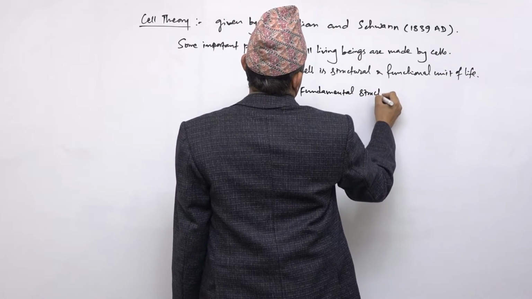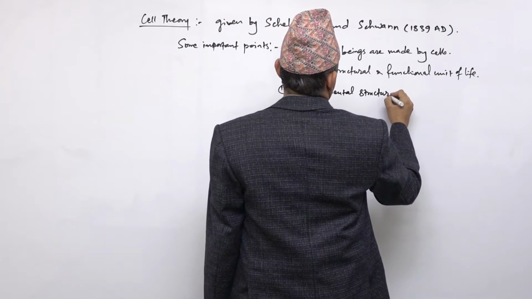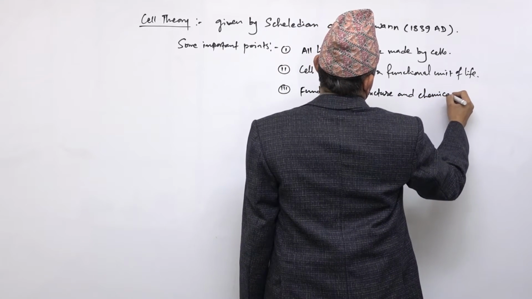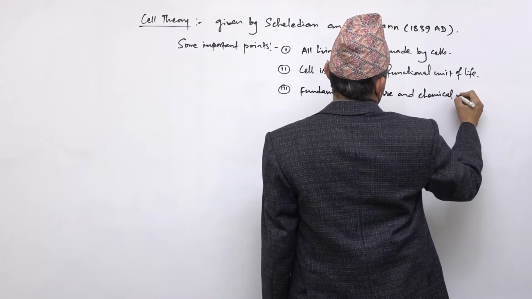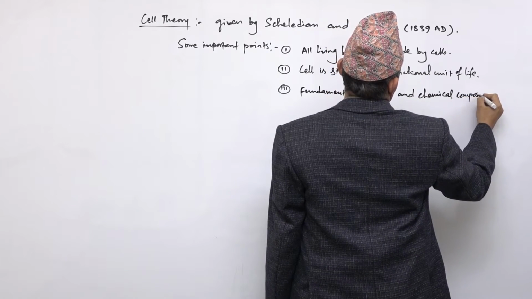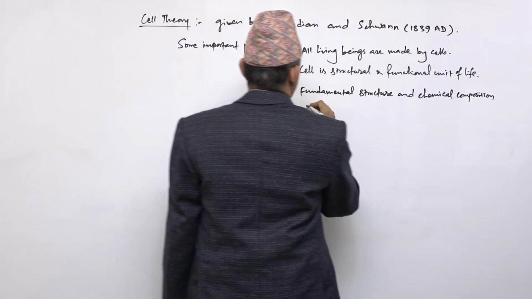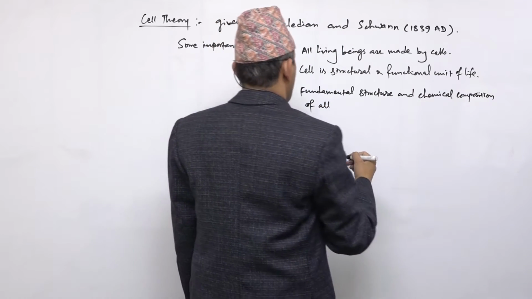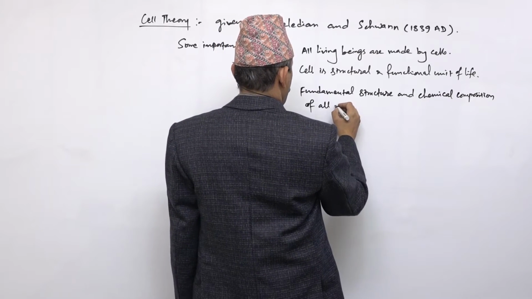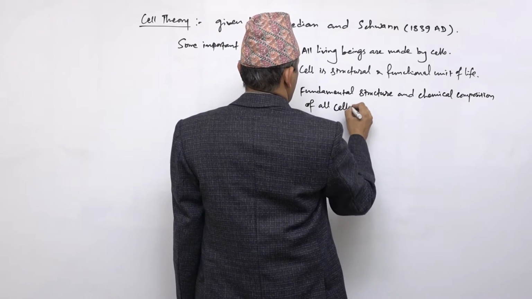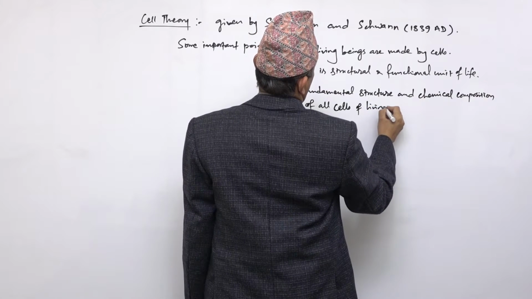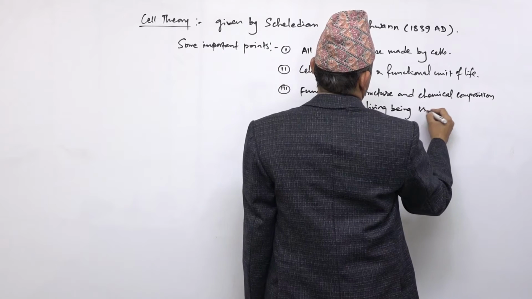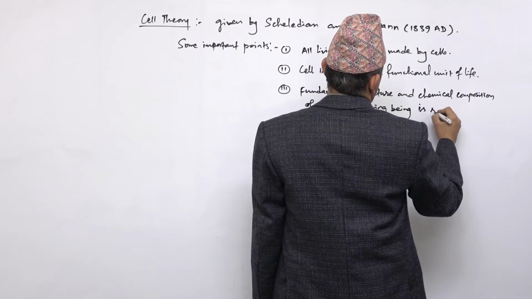Fundamental structure and chemicals. Chemical composition of all cells of living being is similar.